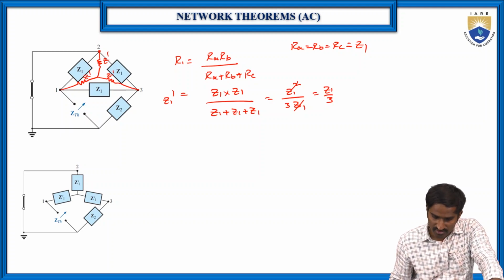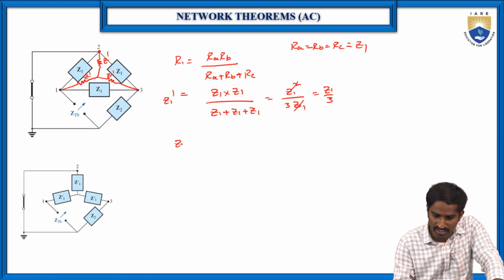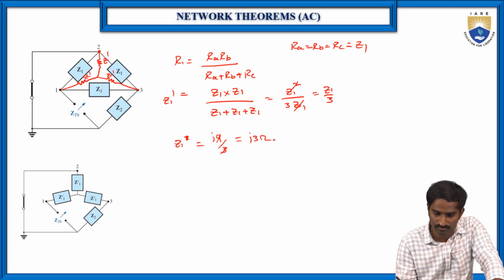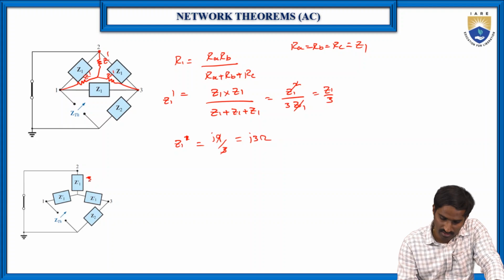So what is Z1 here actually? J9, right? So then Z1 dash is equal to J9 ohms by 3, which is equal to J3 ohms. Z1 dash. Then substitute here. So here it is J3 ohms, J3 ohms and J3 ohms.